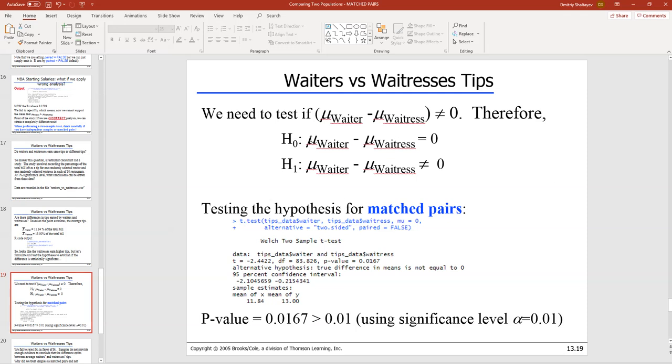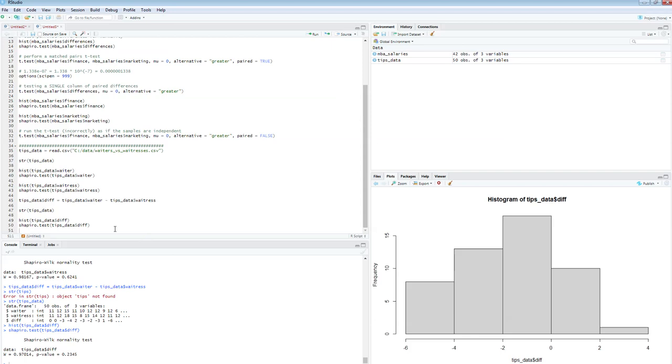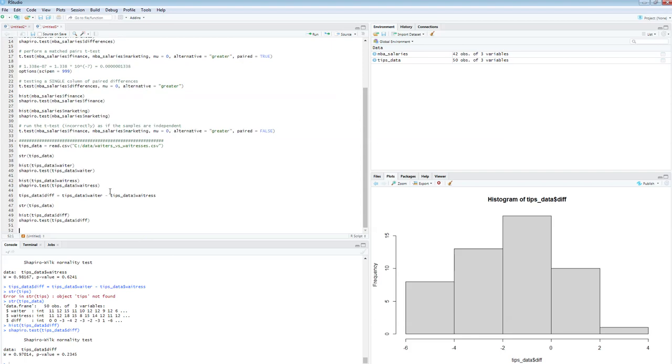Mu waiter minus mu waitress equals 0, which means tips are the same, versus no, they're not the same. Before we do anything, let's look at the point estimates. If there is a fire, there should be smoke. So if tips are really different, then I should see a difference in the averages for the samples. That would be the indication. Okay, so let's take a look.